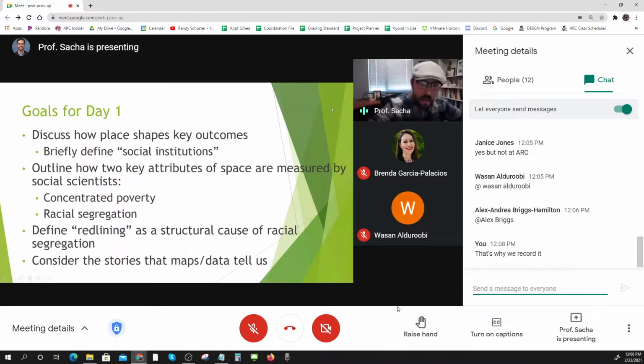These are my goals for today, right? The first thing I want to do is think about how and maybe even whether place matters, okay? How and maybe for whom does place matter, right? What kind of things might be affected based on where you live, where you grew up, where you're living at this very moment, even? How does space and place intersect with really important outcomes?